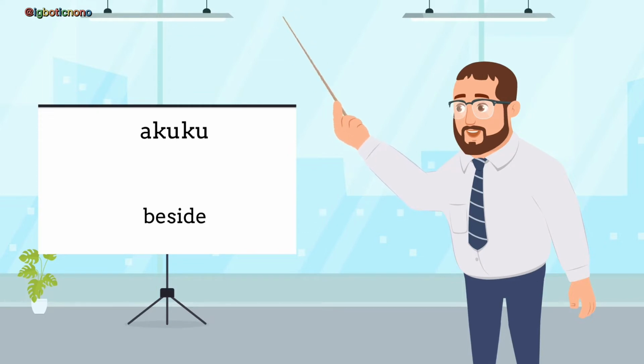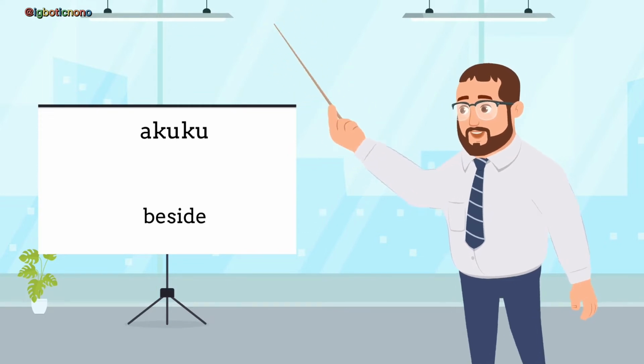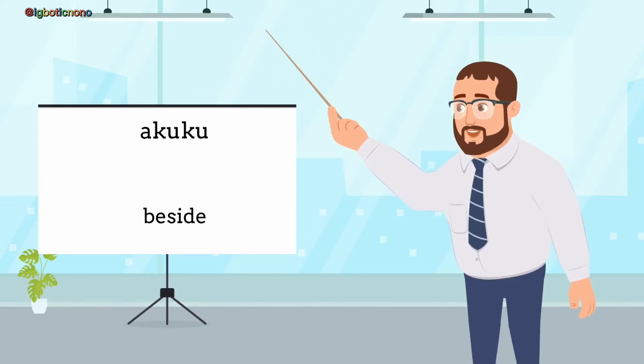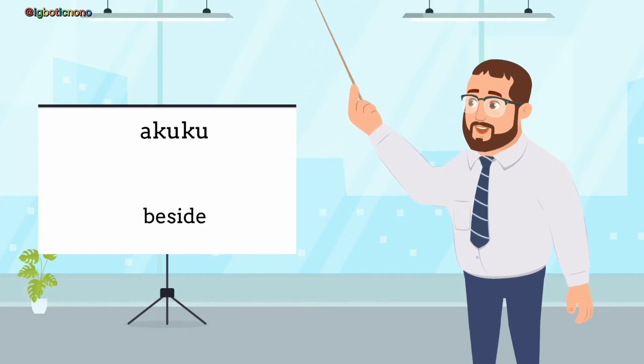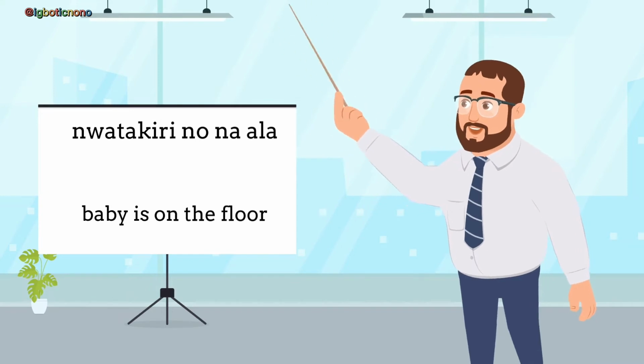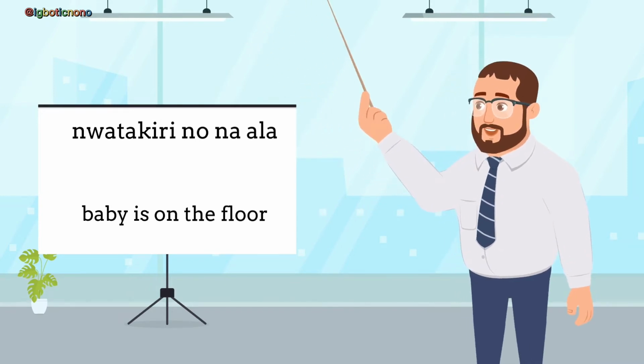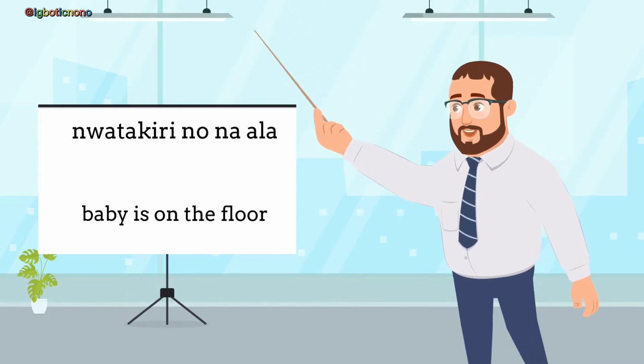We have done n'elu. We have done n'akụkụ. We have done n'okpuru. These three things are prepositions in Igbo: beside, under, and on. They are all prepositions in Igbo.